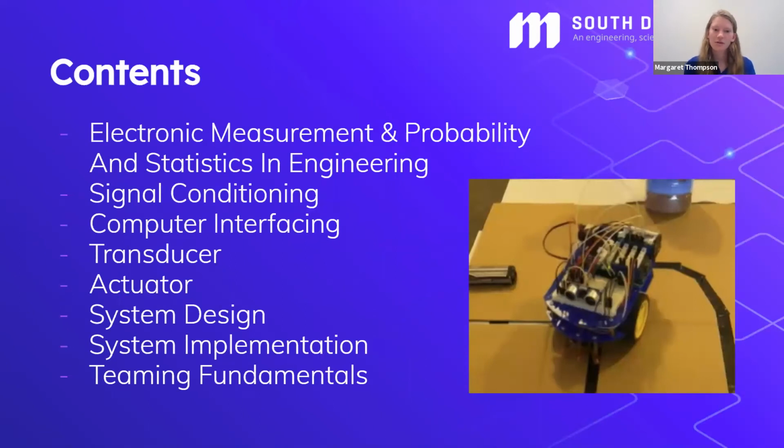So first, I'm going to go over the contents of our presentation a little bit. We're going to talk about electronic measurement, probability and statistics and engineering, signal conditioning, computer interfacing, transducers, actuators used in our design, our system design, system implementation, and teaming fundamentals. It's important to note that these are the ABET requirements for this class, so we are working very hard to cover them.